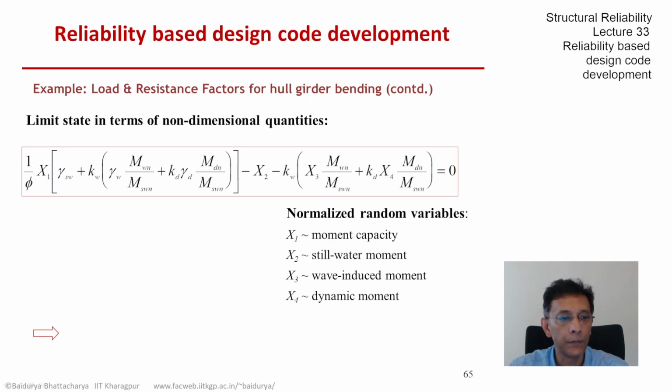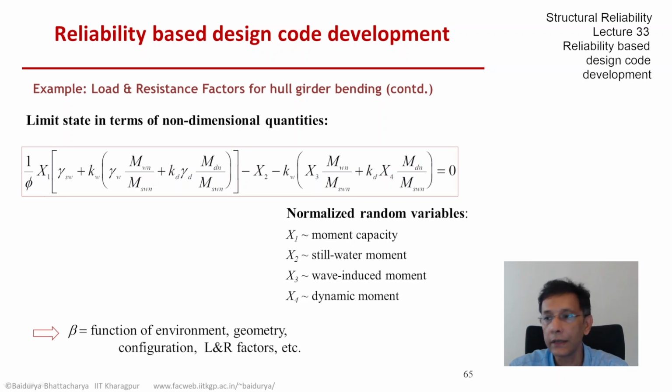Now we just again emphasize that the beta that would be obtained by analyzing this normalized limit state, beta could be obtained from the PF, the failure probability, through the normal distribution function. We don't have to do a FORM analysis.